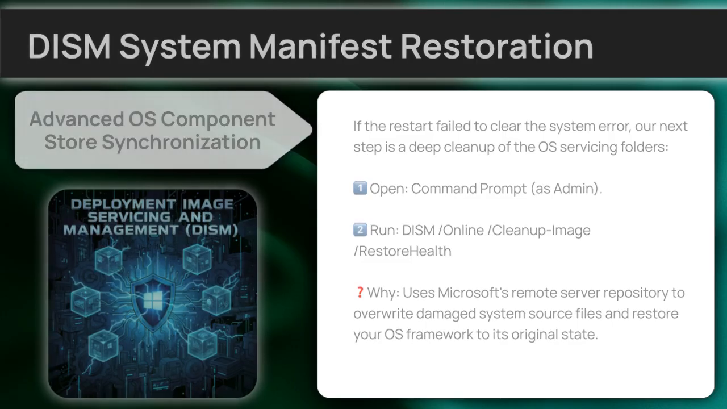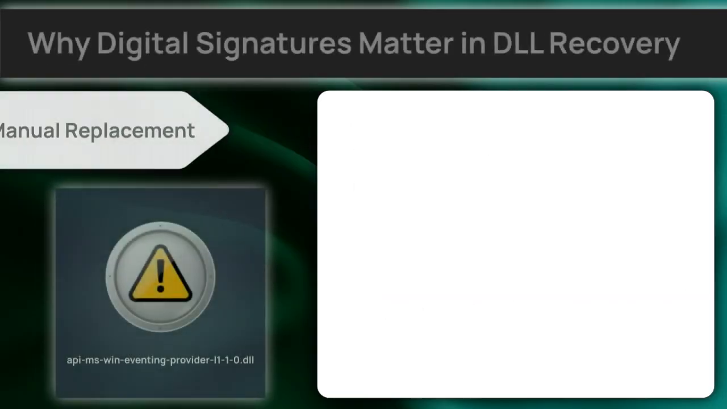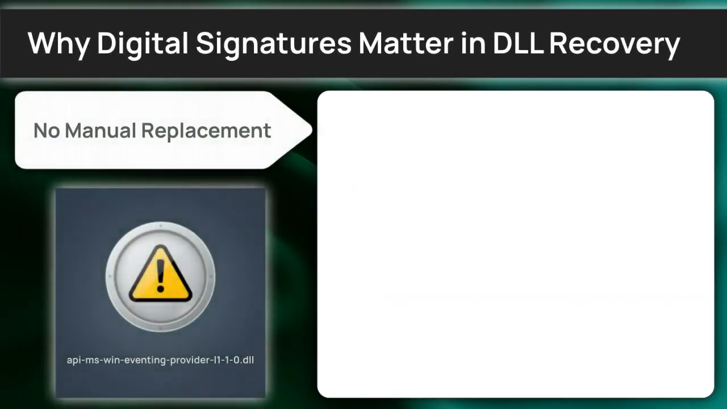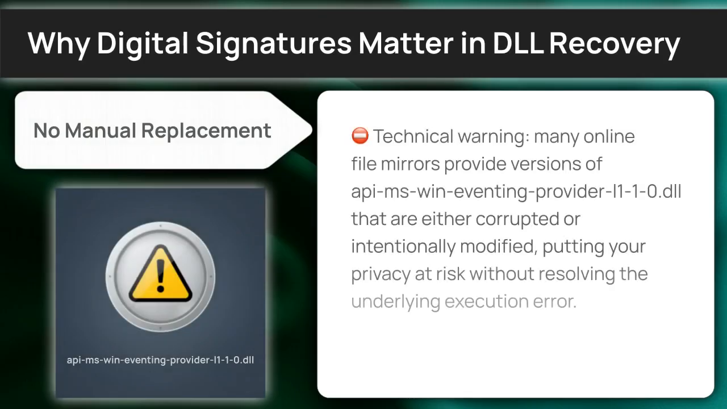Before concluding, I want to address a critical security consideration for maintaining your system's integrity. Be aware that manual fixes for Win Eventing Provider Library DLL often create more problems than they solve. Incorrect file versions can cause cascading crashes across other applications, making your PC significantly less stable than before.